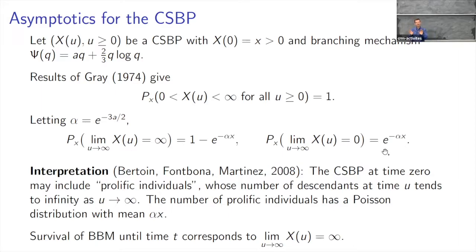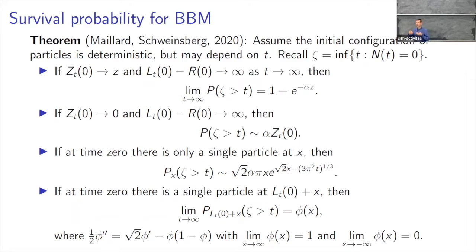And because of the connection between branching Brownian motion and Neveu's continuous state branching process that was summarized on the previous slide, the survival of the branching Brownian motion until time t roughly corresponds to the event that the continuous state branching process diverges to infinity. And so we're now in a position to state our result about the long-run survival probability for branching Brownian motion. So we're going to assume for simplicity that the initial configuration of particles at time 0 is deterministic, but it may depend on t. And recall that zeta denotes the time when the process goes extinct.